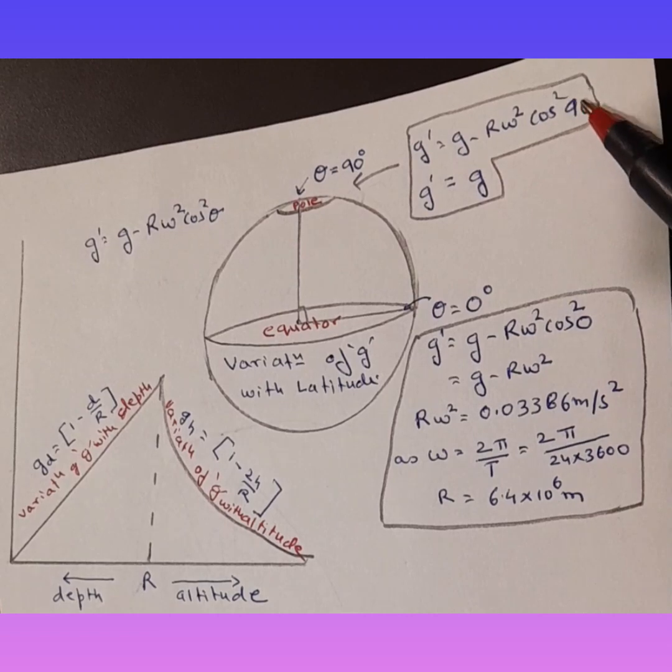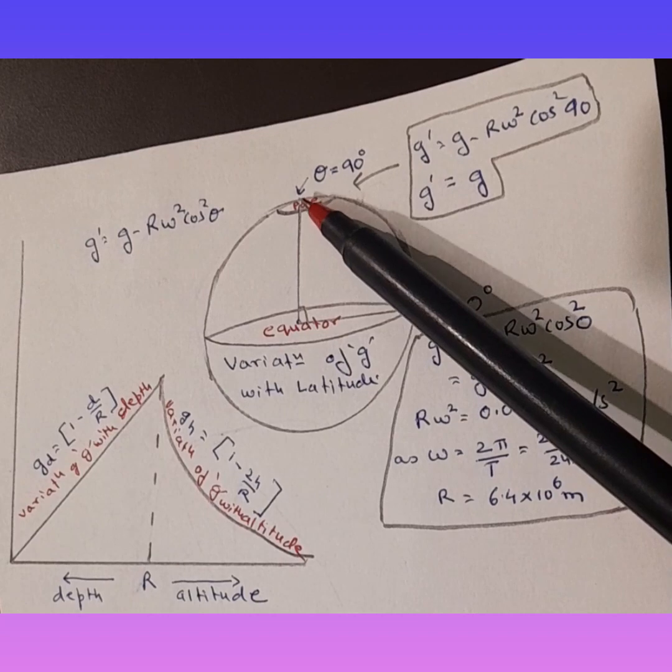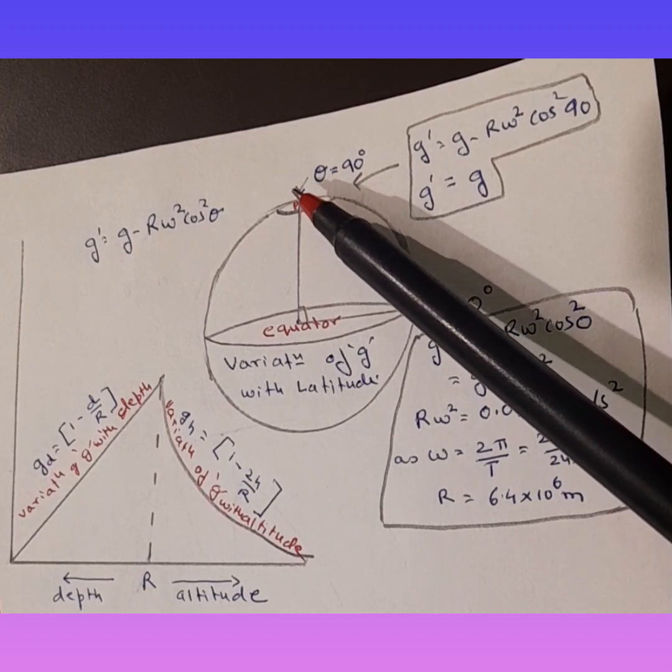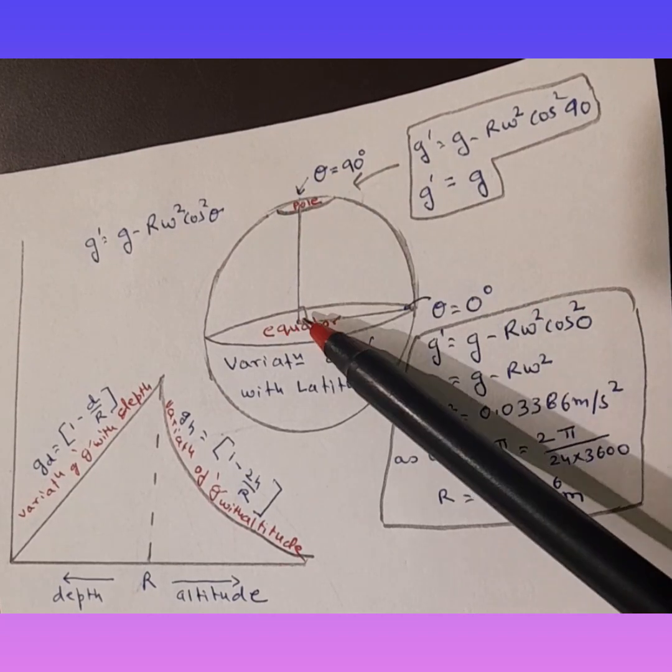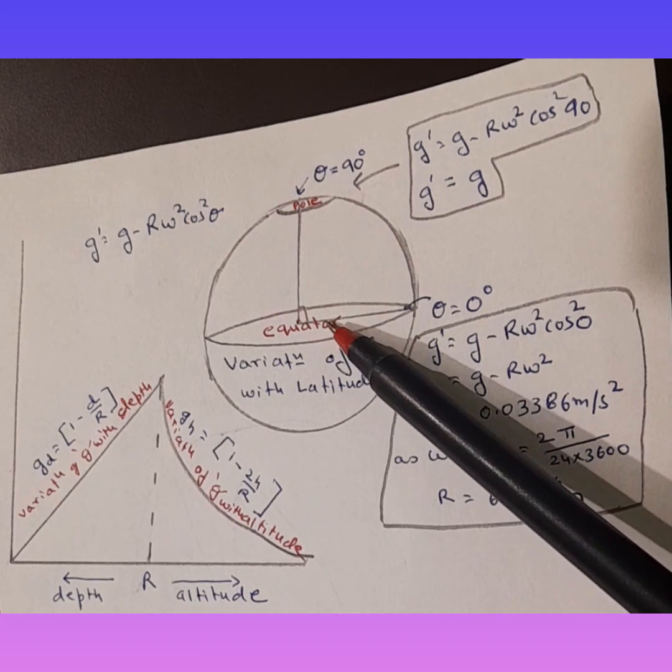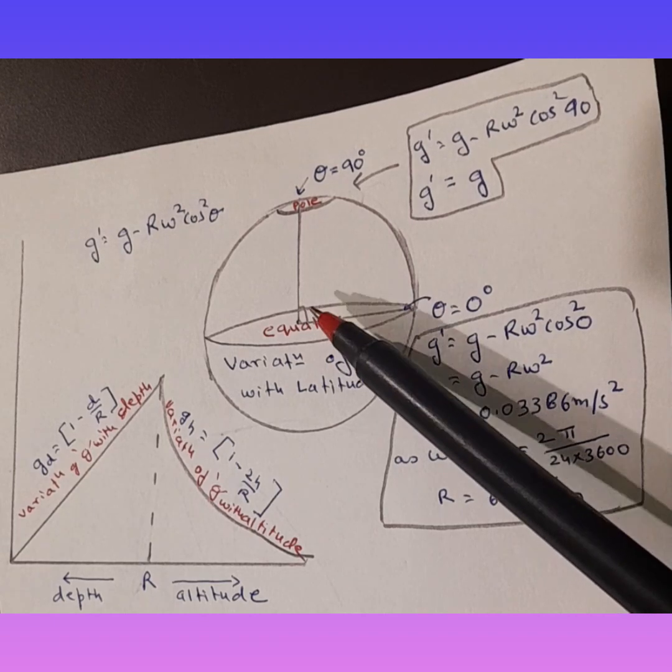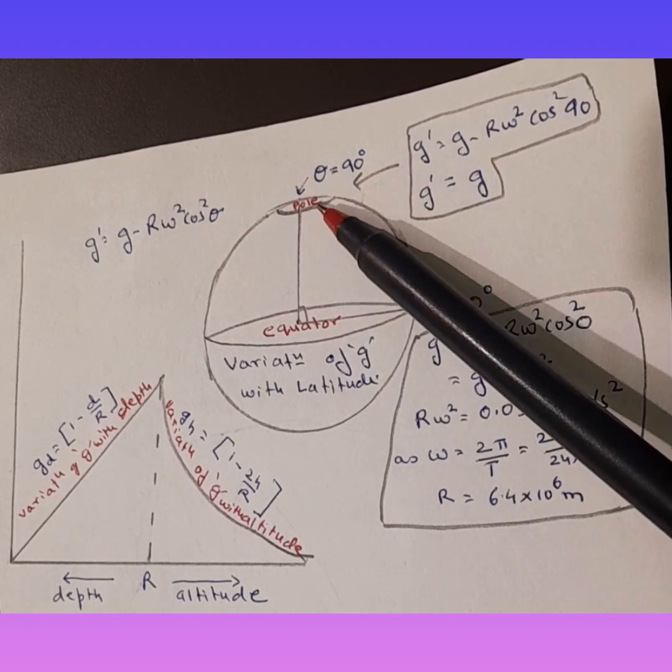Cos 90 is 0, so g prime is g. So at the pole, g prime is g, whereas at the equator, g prime is lesser than g. Alright, so weight mg would be less at the equator rather than at the pole.